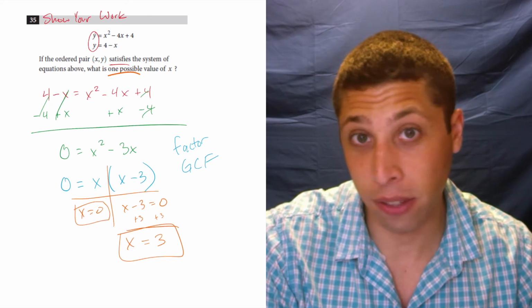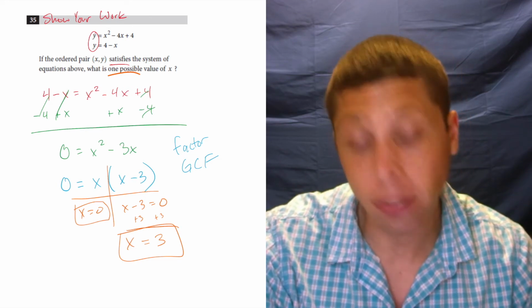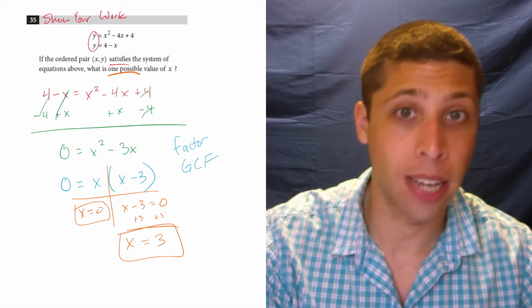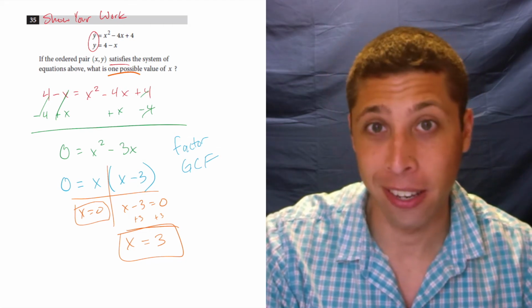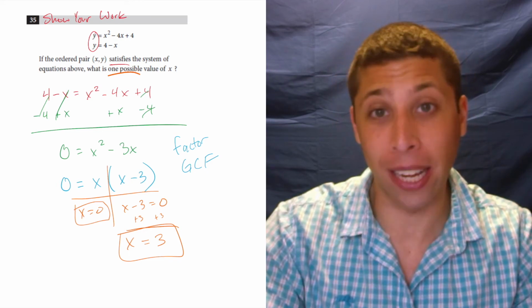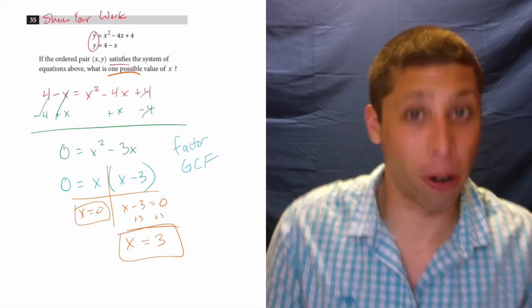There's nothing that tells us we need to pick one or the other, and generally speaking, when we see that word possible in a grid-in question, it means that you're going to need to make a choice at some point. And so don't be scared if you get multiple answers. Like that's part of the question.